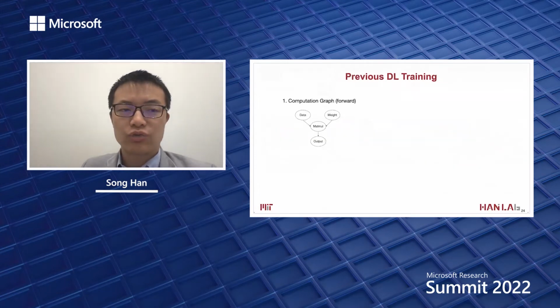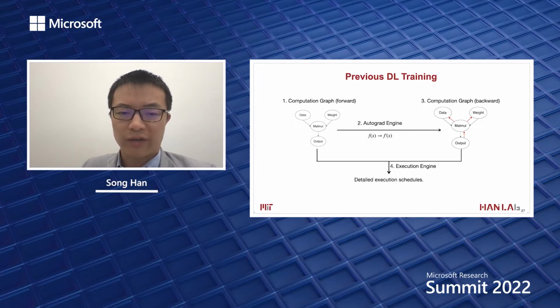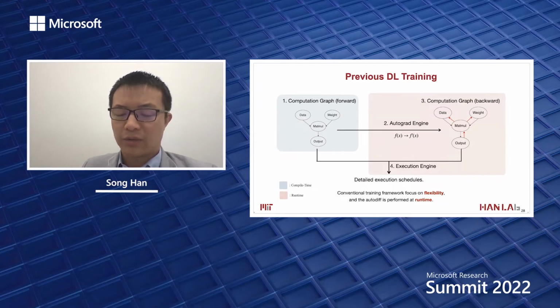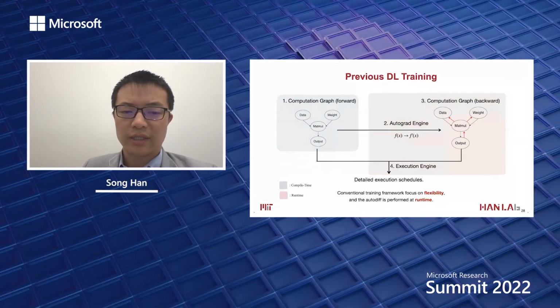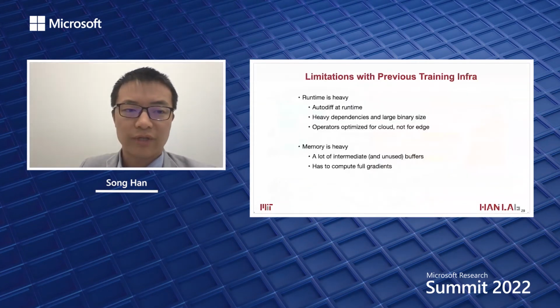In previous DL training, the computation graph is constructed in the forward pass, an autograd engine computes the backward graph, and the execution engine does the detailed execution schedule. The entire backpropagation, including computing the backward graph, is happening at runtime, which is very redundant. We want to push the runtime to compile time, which is the major novelty here. Since runtime is heavy, AutoDiff at runtime is a waste of time.